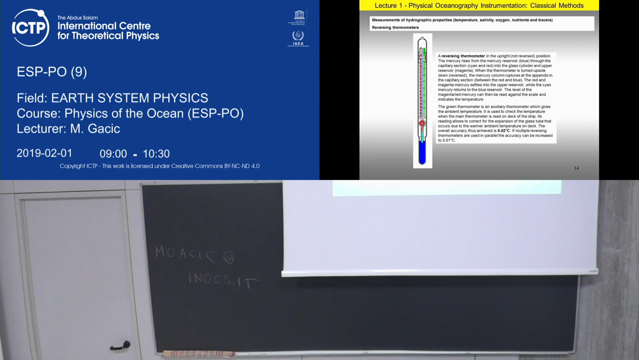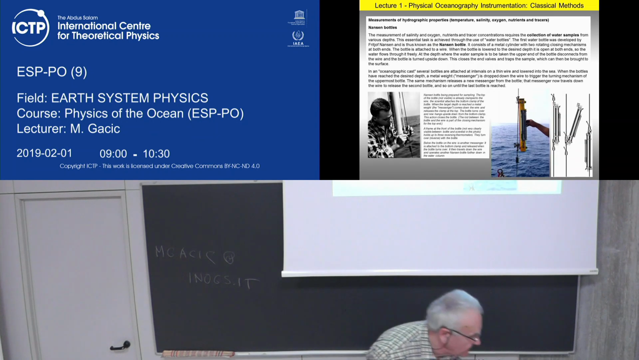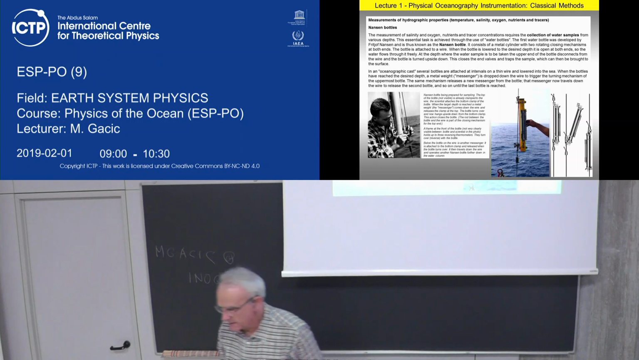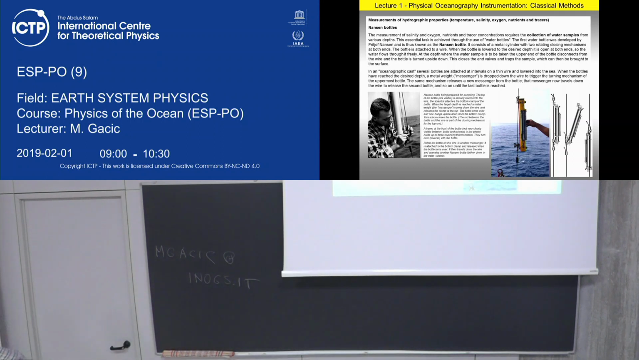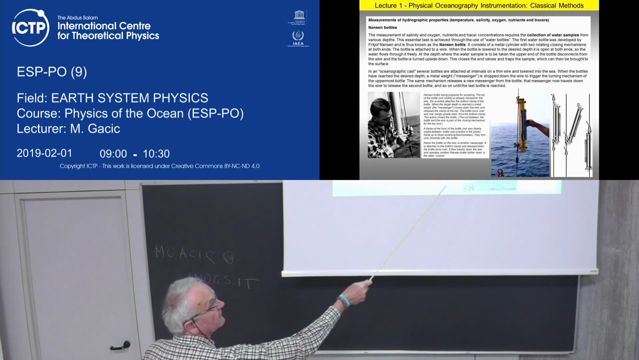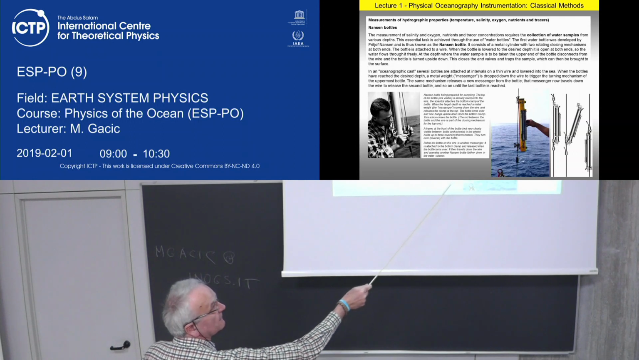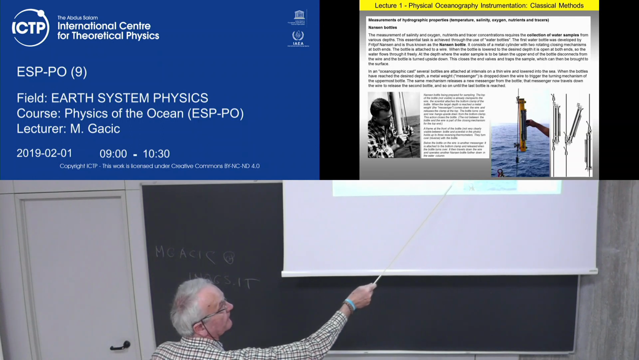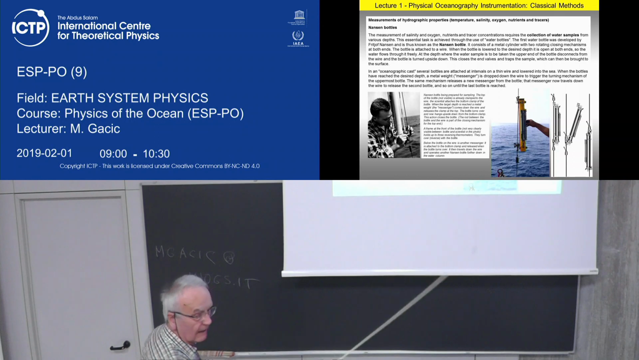So this is the reversing thermometer, and these are Nansen bottles. Nansen is the guy who invented these bottles. They are fixed on a cable. You see they are fixed on a cable here, like this. And these are the housings of the two thermometers, the protected and unprotected.